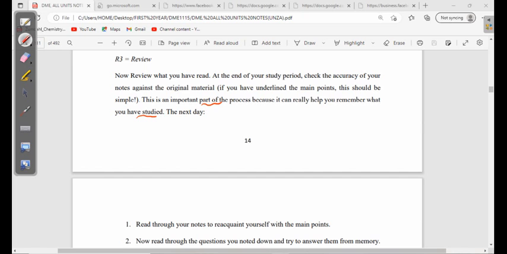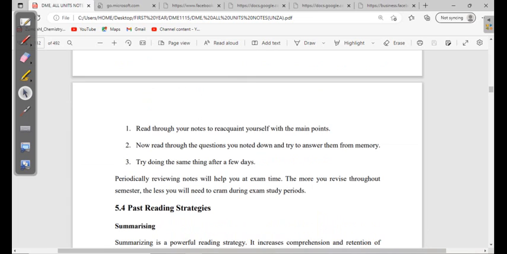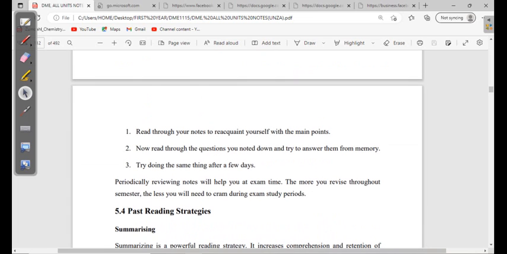So get to read again just to make sure that you've understood more, or you want to make sure that the ideas are still in your head. And then read through the questions you noted down and try to answer them from your memory, not from what you wrote down. And also try doing the same thing after a few days, just to make sure that you've understood. Periodically reviewing your notes is going to help you to prepare for an exam. Every time you go back to the notes that you wrote, you go through them again and again. That is really going to help you make sure that you have understood. Which is very, very important.